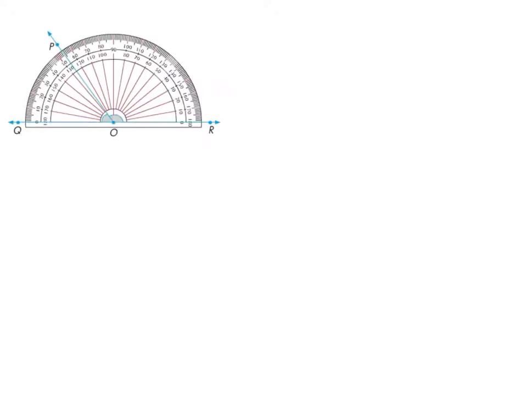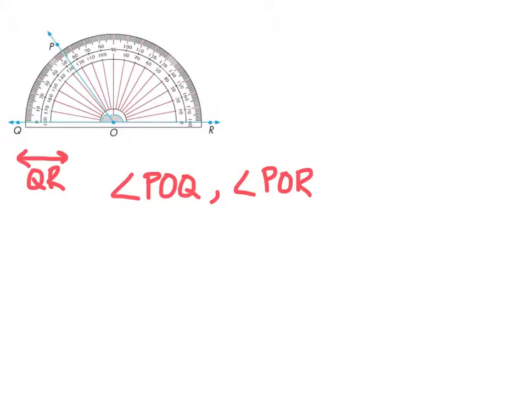Now let's begin examining angles on a line. We're going to start by using a protractor to show that the sum of the angle measures on a line will always equal 180 degrees. Please take a look at this picture. On this picture, we have line QR, and it contains angles POQ and POR. We can see that when we add angles POQ and POR together, the resulting angle is 180 degrees, or a straight line.